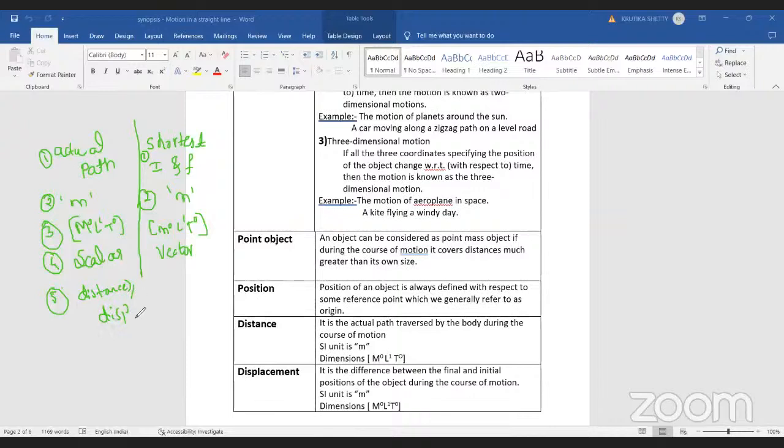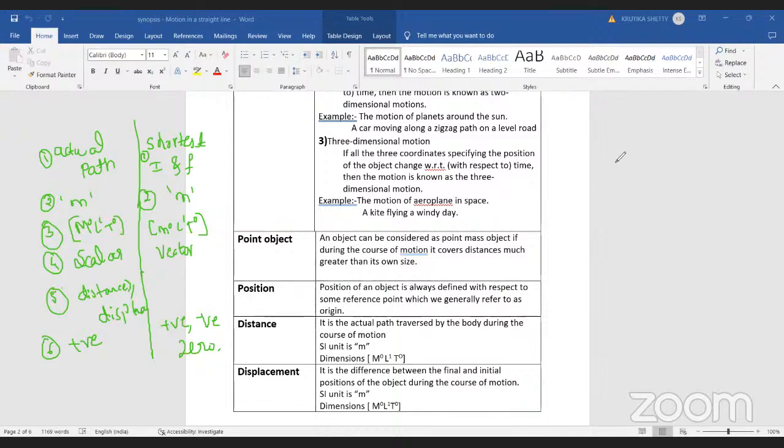Distance is always greater than or equal to displacement, but never less than the displacement value. Same way, displacement will be less than or equal to distance. One more point about this one is, distance is always positive, but displacement, sometimes it is positive, sometimes it is negative, sometimes it is zero also.